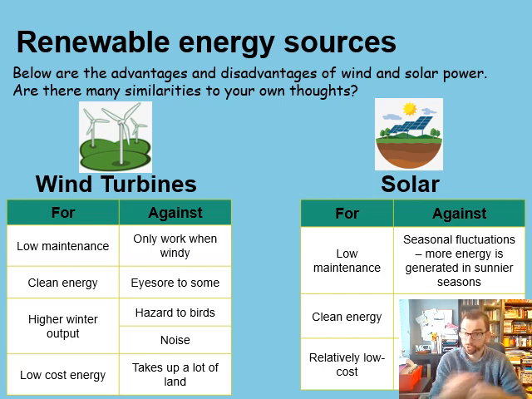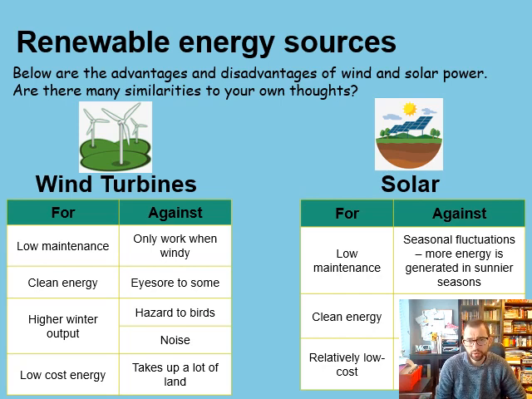So if you had a choice, which one would you pick? Hazard to birds, noise, takes up a lot of land. Surprisingly, wind turbines do take up a lot of land because you can't do much underneath them or around them, and to put them up requires a lot of space as well. They only work when it's windy. That's very true. So they make more electricity when it's windier, so during winter, which is actually a good thing because that's when we need more electricity.